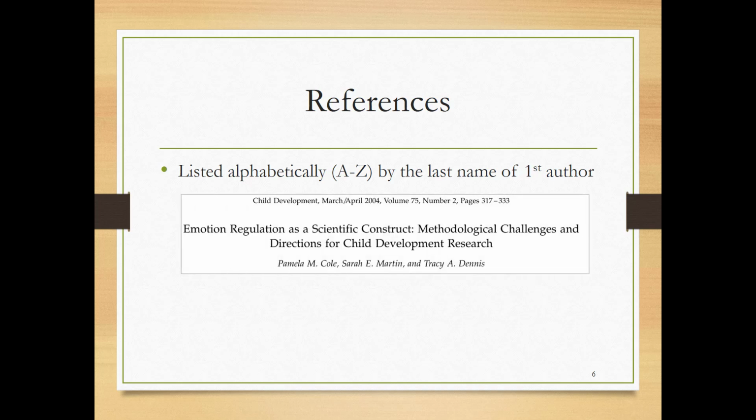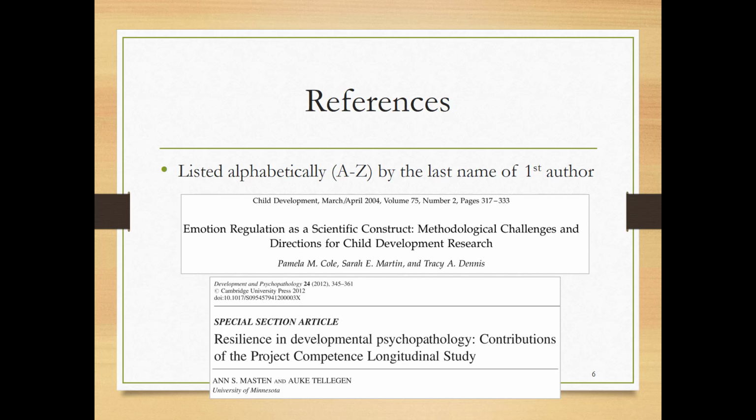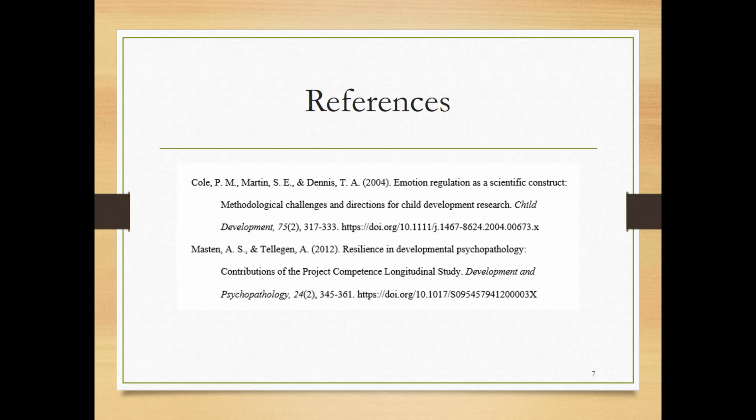And so let's say you had this citation and this citation that you had cited and you wanted to put them in the reference list. Can you tell which work should go first and then which work should go next? If you said, by all means, put Cole first because that comes before Maston, then you're absolutely right. And so your references list will look like this.